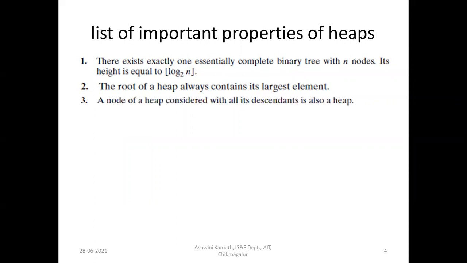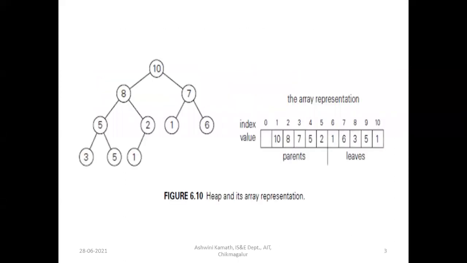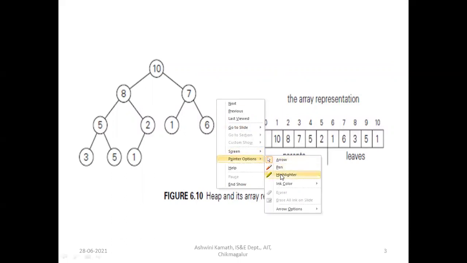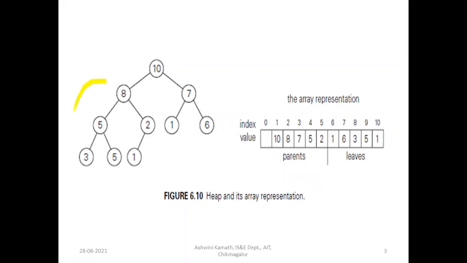The root of a heap always contains its largest element. We have seen with an example. A node of a heap considered with all its descendants is also a heap. For example, consider this left subtree, it is also a heap. We have 8 in its parent node. If we consider only this as a binary tree, this is also a heap, right?